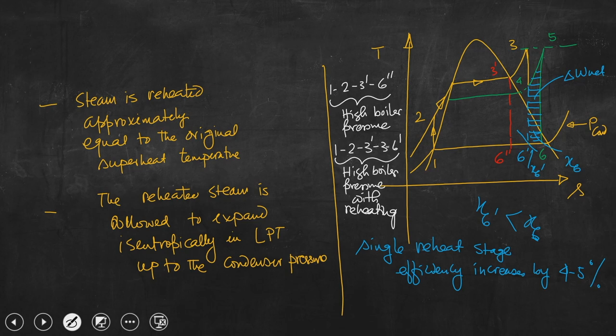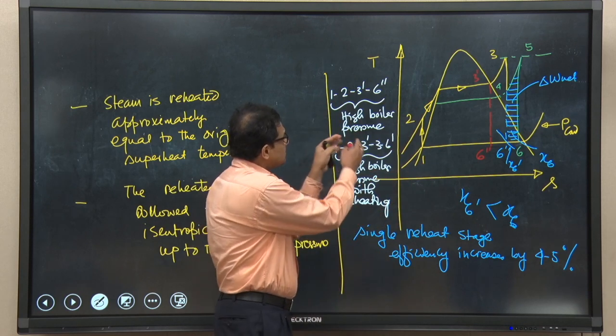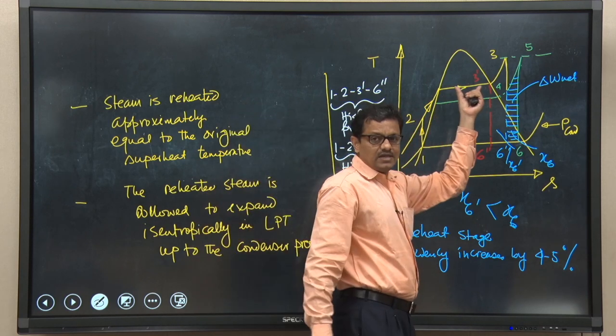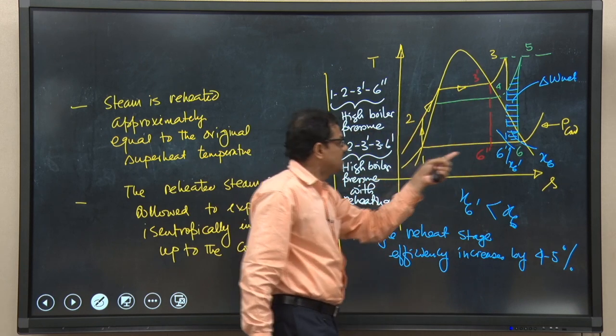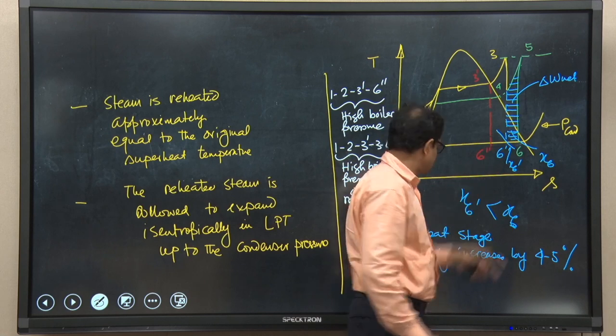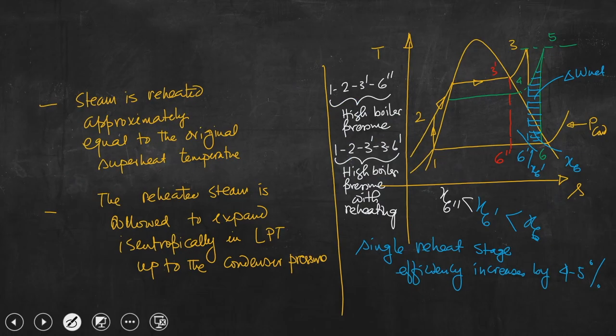So, we are going to utilize high boiler pressure as well as reheating. Even if we are going for another reheat stage, we are going to increase the average temperature. That means, we are increasing high boiler pressure to achieve high thermal efficiency, but if we do not superheat the steam, then quality of the steam will be reduced. So, x 6 double prime is even less than x 6 prime. So, to increase the quality of the steam at the exit of the turbine, we need to go for superheating. So, the idea is to combine these two modifications, and that is what the reheat cycle is.